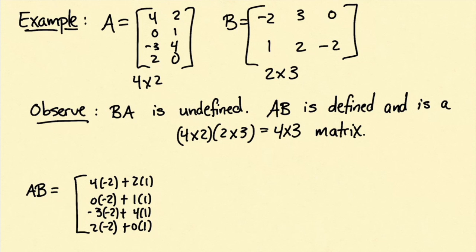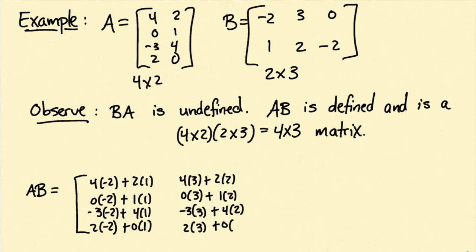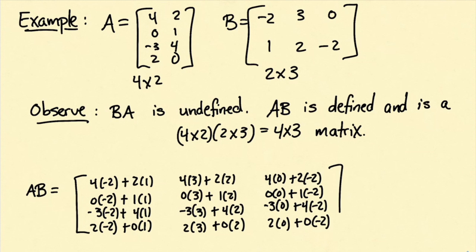For our second column, we multiply the matrix A by the column 3, 2. That's going to give us 4 times 3 plus 2 times 2, 0 times 3 plus 1 times 2, negative 3 times 3 plus 4 times 2, and 2 times 3 plus 0 times 2. And finally, for our third column, the first row is 4 times 0 plus 2 times minus 2. The next is 0 times 0 plus 1 times minus 2. Then negative 3 times 0 plus 4 times minus 2. And finally, 2 times 0 plus 0 times minus 2.